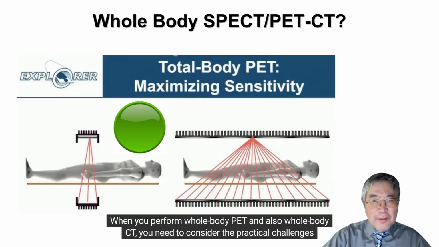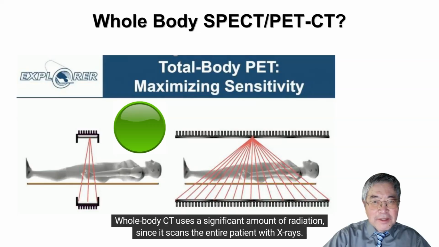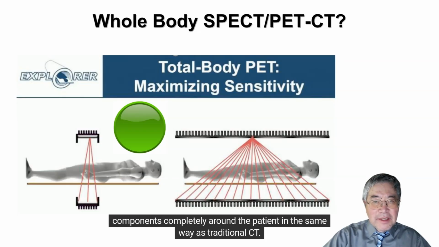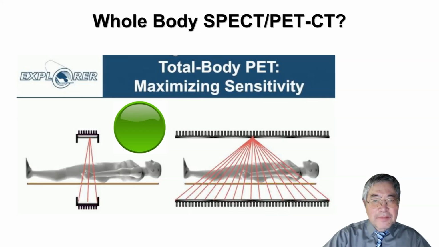When you perform whole-body PET and also whole-body CT, you need to consider the practical challenges and differences. Whole-body CT uses a significant amount of radiation since it scans the entire patient with X-rays. In contrast with whole-body PET, as shown in the figure, there is no space to easily position the X-ray components completely around the patient in the same way as traditional CT.